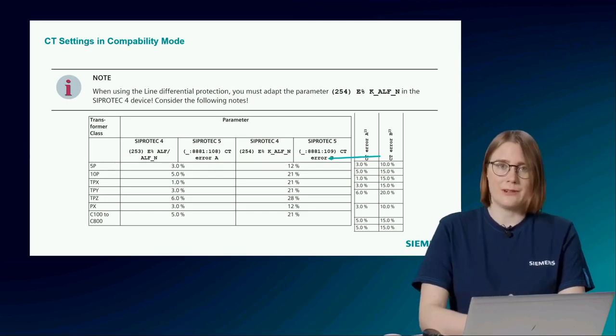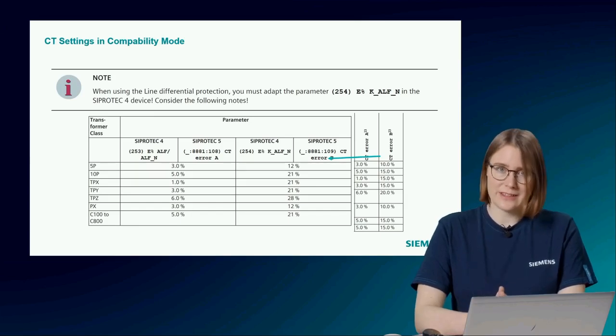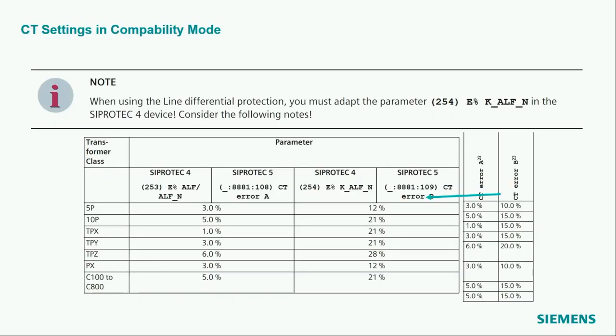In the CPROTEC 4, CPROTEC 5 operation mode, Siemens recommends other setting values for the parameters of the current transformer errors. The following table shows the new recommended settings. The two columns on the right side of the slide are, in quotes, normal values for comparison.